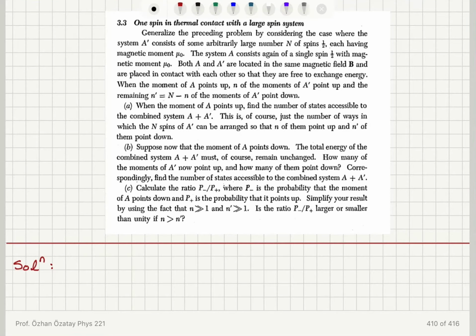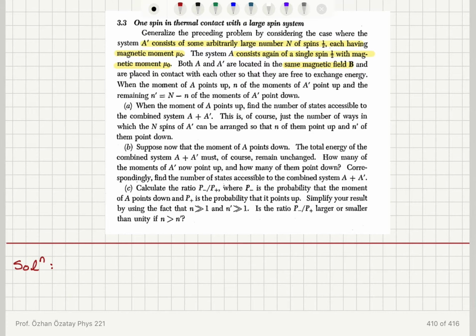One spin in thermal contact with a large spin system. Generalize the preceding problem by considering the case where the system A' consists of some arbitrarily large number, capital N, of spins 1/2, each having a magnetic moment μ0. The system A consists of a single spin with magnetic moment μ0. Both A and A' are located in the same magnetic field B and are placed in contact with each other so that they are free to exchange energy.